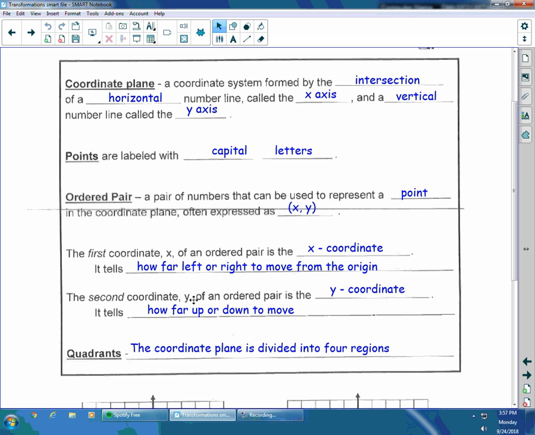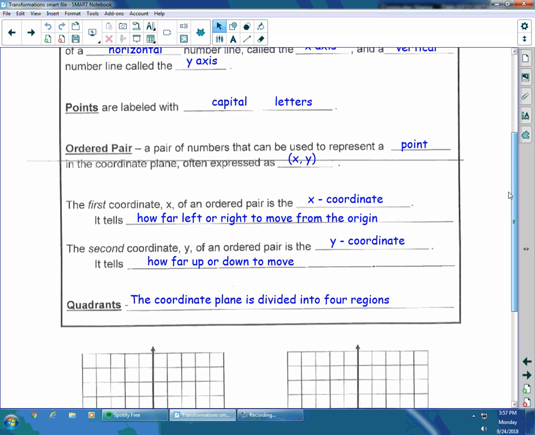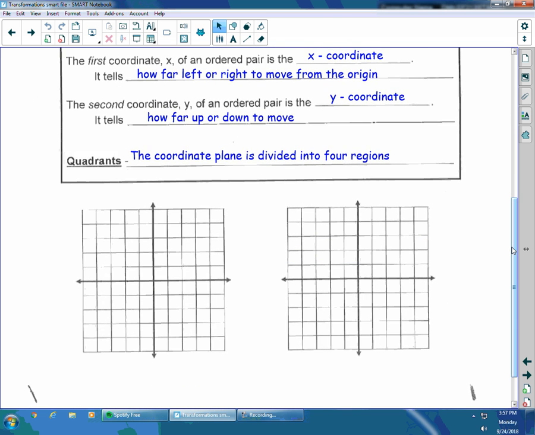The second coordinate, the y of an ordered pair, is the y coordinate, and it tells you how far up or down to move, okay? Quadrants: the coordinate plane is divided into 4 regions or 4 quadrants. So let's take a look at a coordinate plane here that has some pieces on there, but they're not all labeled exactly the way that they should be. So let's go ahead and label it the way that it should be labeled. Hang on a second, let me get a pen going here.